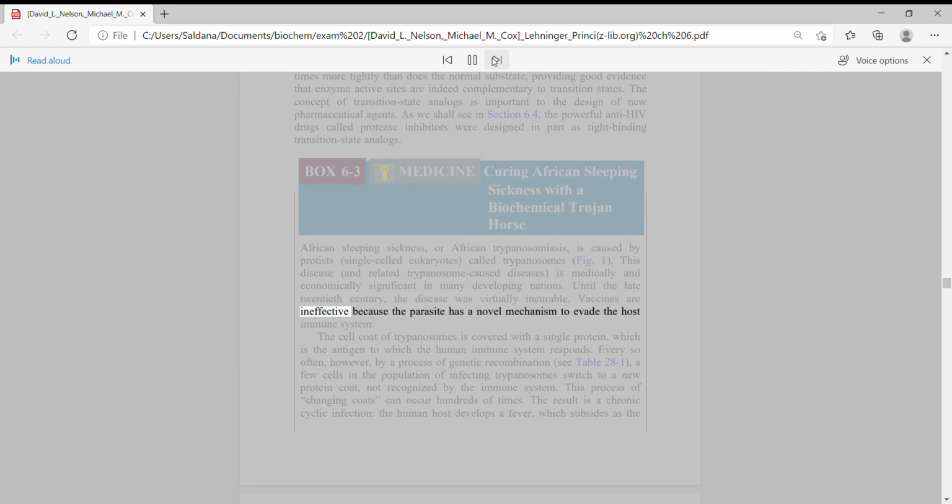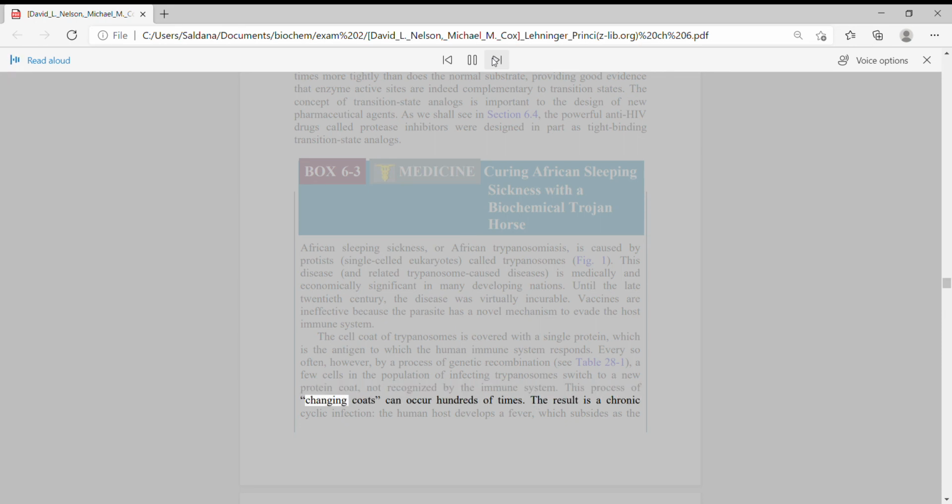Vaccines are ineffective because the parasite has a novel mechanism to evade the host immune system. The cell coat of trypanosomes is covered with a single protein, which is the antigen to which the human immune system responds. Every so often, however, by a process of genetic recombination, see Table 28-1, a few cells in the population of infecting trypanosomes switch to a new protein coat, not recognized by the immune system.